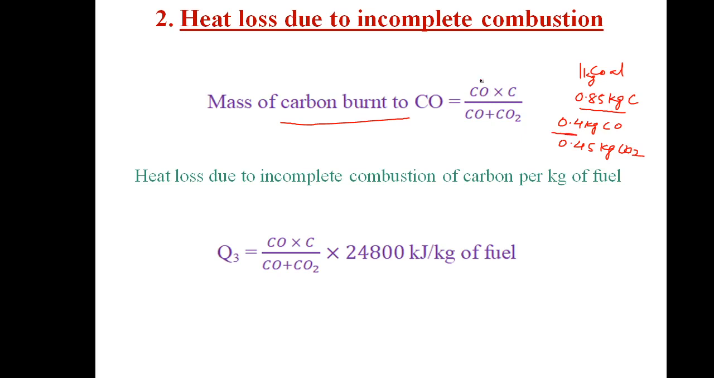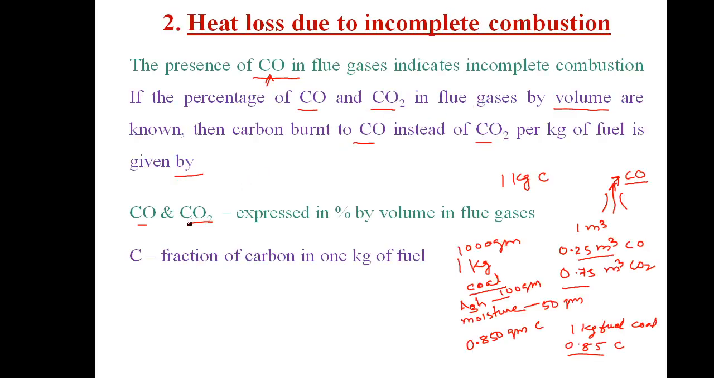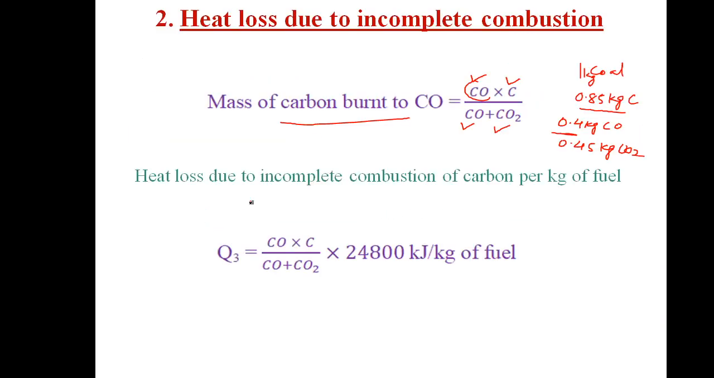How to calculate? The formula is CO into C divided by CO plus CO2, where CO is the volumetric percentage of carbon monoxide and CO2 is the volumetric percentage of carbon dioxide in the flue gases. And here C is the fraction of carbon in the fuel. From this we can find the mass first, and from that mass we can find the amount of heat lost, Q3, due to incomplete combustion.